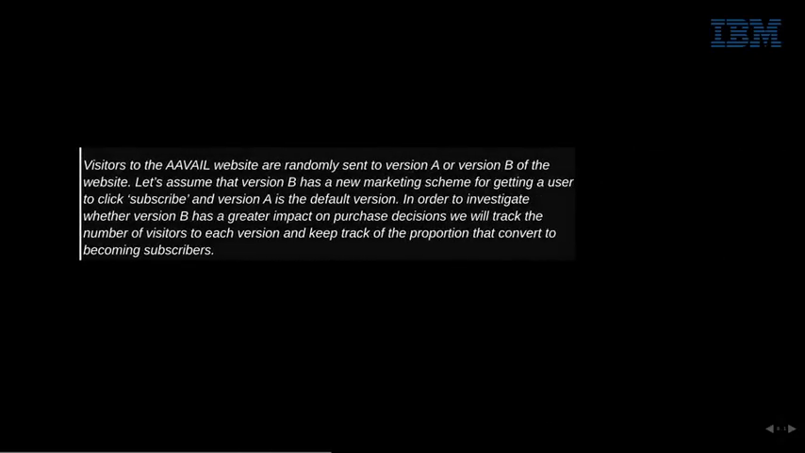In data science, hypothesis tests often take the form of an A/B test, where there are control and treatment groups of samples. We are going to work with the following example for the remainder of this lesson. Visitors to the Avail website are randomly sent to version A or version B of the website. Let's assume that version B has a new marketing scheme for getting a user to click subscribe, and version A is the default version. In order to investigate whether version B has a greater impact on purchase decisions, we will track the number of visitors to each version and keep track of the proportion that convert to becoming subscribers.